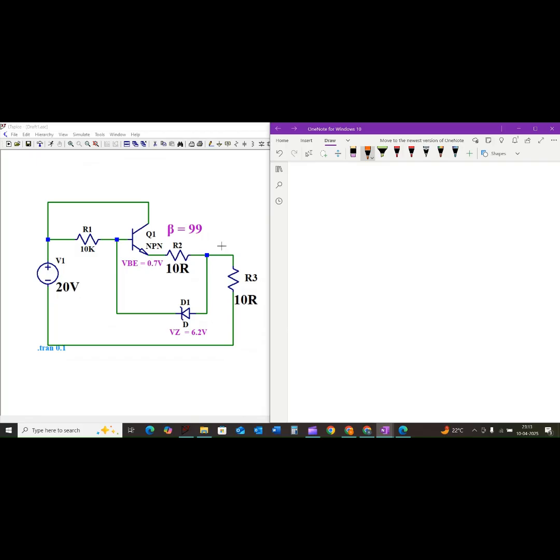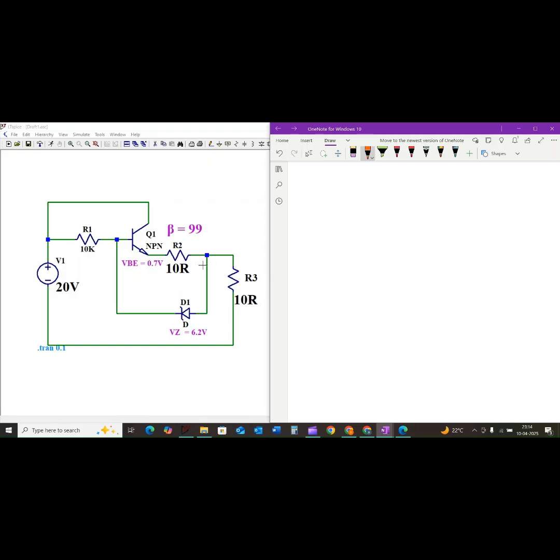In today's video, we are diving into these interesting circuits featuring an NPN transistor, a Zener diode and a pure resistor. Our main goal is to find out the current flowing through the 10 ohm resistor R3. Let's break it down step by step.